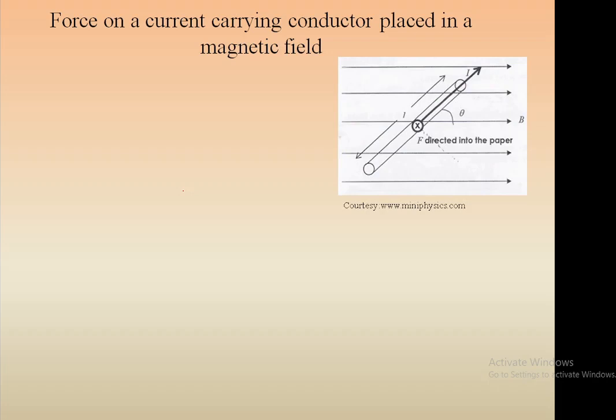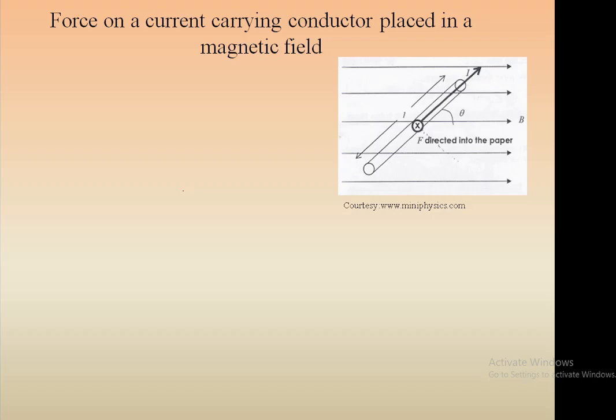I is the current flowing through the conductor, and it is placed in a uniform magnetic field. The magnetic field is represented by the field lines. You can see the arrow marks, that is the direction of the magnetic field. These equally spaced field lines represent the uniform magnetic field.